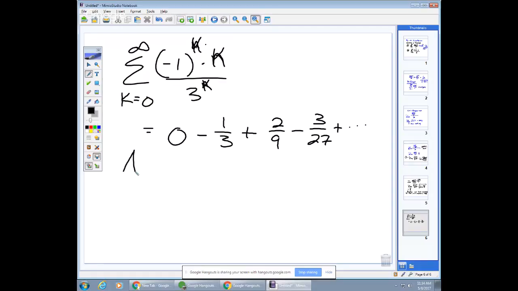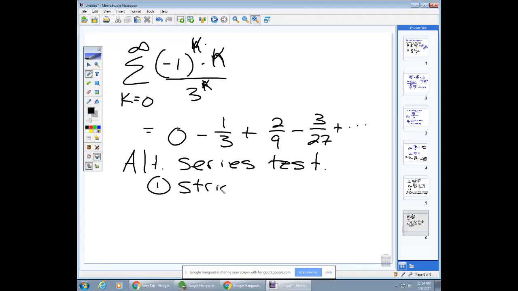So we can use the alternating series test. Alternating series test, you have to meet just a couple of conditions. One, it has to strictly alternate.